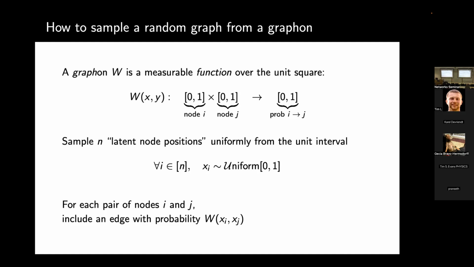And there is a sense in which the graphon is really the limit distribution for dense graphs. So for example, every subgraph density converges. Any questions?